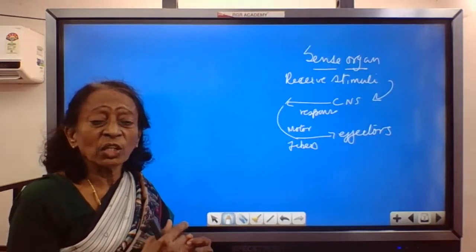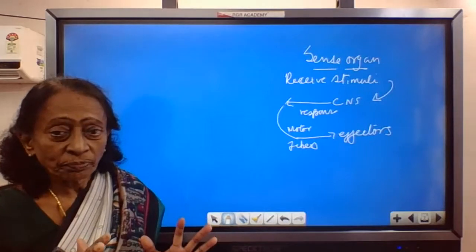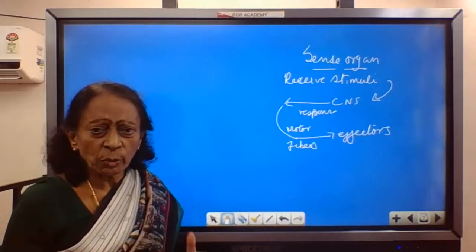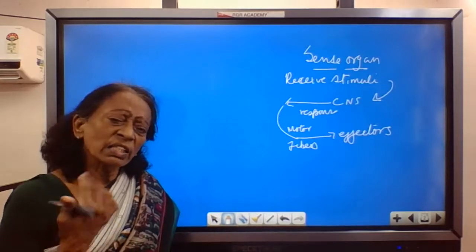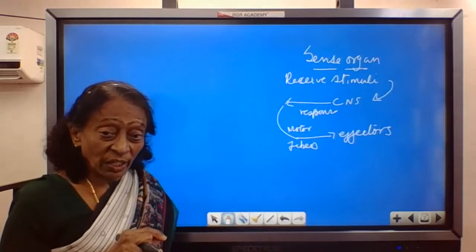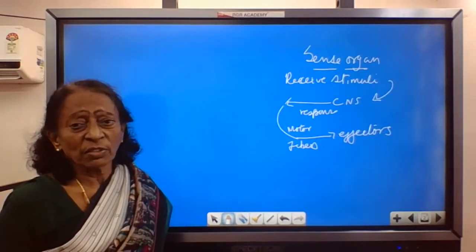These are the sense organs we are studying. You are not talking about the reflex actions. Now you are talking about these organs which help you to receive the stimuli and send them to the central nervous system and get the response. Normally these sense organs are on the external surface of your body.